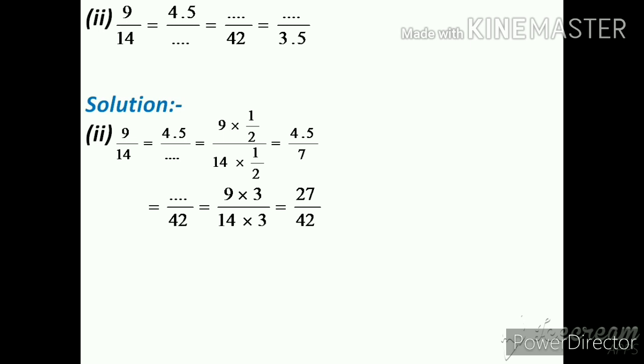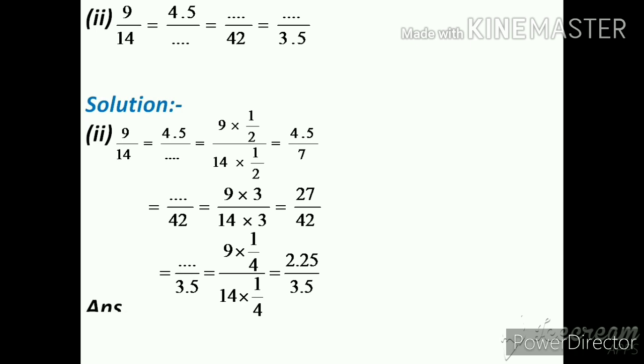Now, the next, with the third ratio, children, the numerator is not given, but the second term is given. 14 times 3 is 42. So the same, children, 9 into 3 we get 27. So the answer is 27 upon 42. Now, the fourth ratio, children, the first term is not given, the second term is given, 3.5. Half of 14 is 7, and 7 by 2 is what, children? 3.5. Means 1/4 of 14 is 3.5. 1/4 of 9 is, children, 2.25.